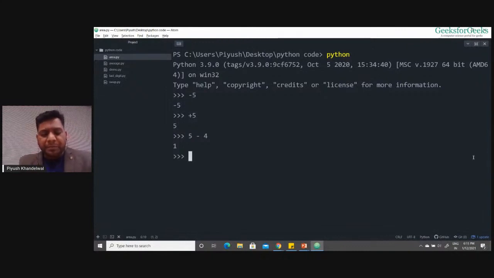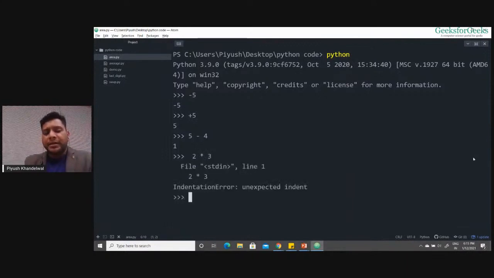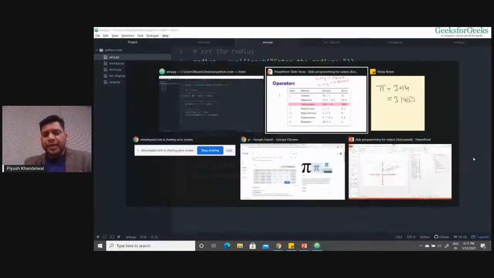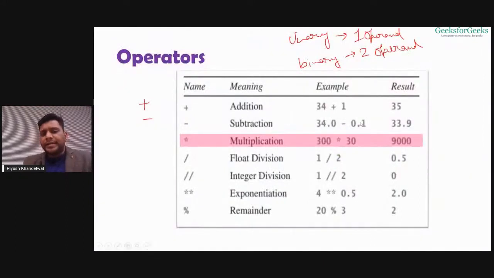And we also saw that multiplication, if I want to multiply 2 by 3, we are using this asterisk symbol for multiplying. So this asterisk is the multiplication operator. It multiplies. I have provided an indent over there. I don't have to give space. So 2 multiplied by 3 gives me 6, right? So this is how we can use addition, subtraction, and multiplication operators.